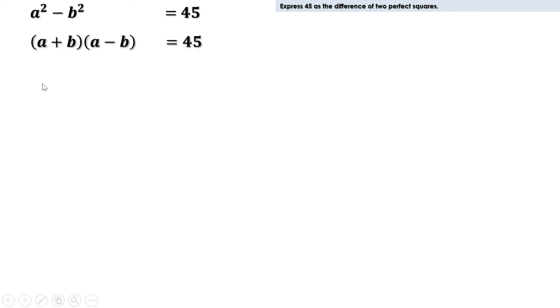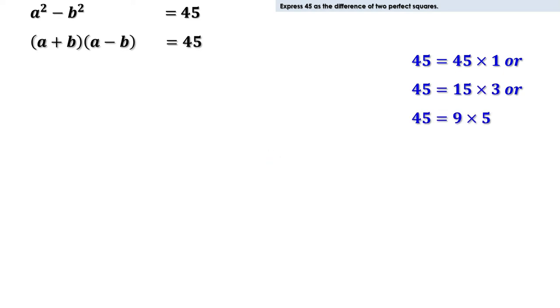That means we have to express 45 as the product of two numbers. We know 45 is equal to 45 into 1, or 15 into 3, or 5 into 9. Let us take the factors as 45 and 1. That is, let a plus b be equal to 45 and a minus b be equal to 1. If the sum and difference of two numbers are given, we can find the numbers.